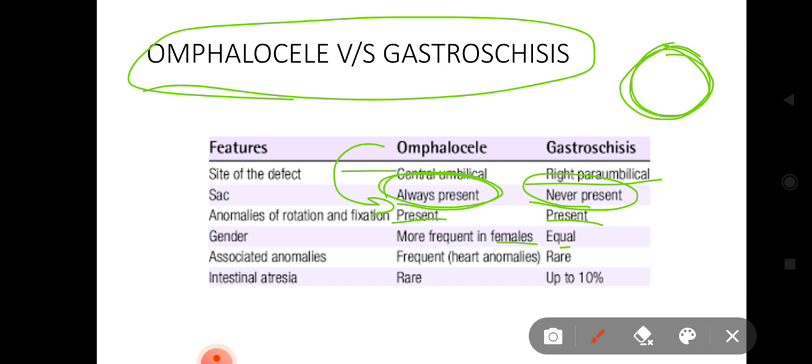Gender: omphalocele is more frequent in females, while in gastroschisis it's equal. Associated anomalies are frequent with omphalocele, while they're rare with the other one. And intestinal atresia is rare in omphalocele. It's seen in up to 10% in gastroschisis.